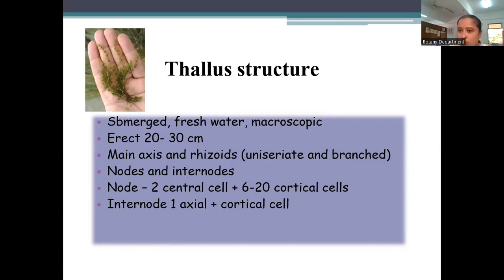Compared to other chlorophyceae members, Chara is the most advanced. What is the thallus? You can observe the plant body, the plant structure. It is macroscopic, and the height of the plant is about 15 to 30 centimeters. It is made up of an erect main axis.